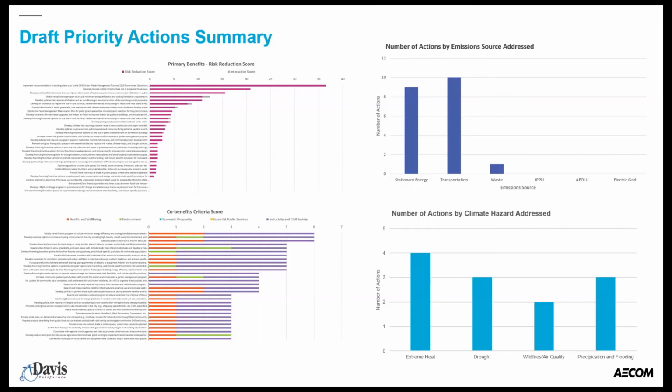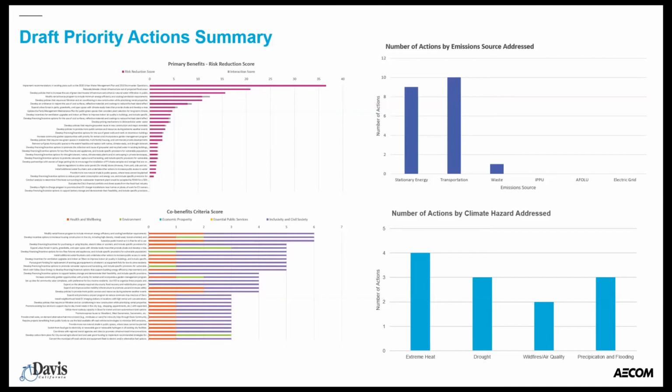The top right figure is the distribution of the draft prioritized actions among different emissions categories, including stationary energy on the left, and then transportation, and then waste. So you can see that the priorities span those 3 categories, but there's greater emphasis on transportation and stationary energy actions and less so on waste. And again, that's consistent with the city's emissions distribution by sector as well.